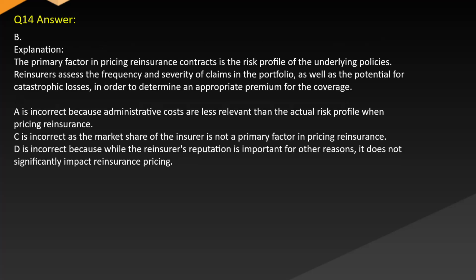Answer. B. Explanation. The primary factor in pricing reinsurance contracts is the risk profile of the underlying policies. Reinsurers assess the frequency and severity of claims in the portfolio, as well as the potential for catastrophic losses in order to determine an appropriate premium for the coverage. A is incorrect because administrative costs are less relevant than the actual risk profile when pricing reinsurance. C is incorrect as the market or the insurer is not a primary factor in pricing reinsurance. D is incorrect because while the reinsurer's reputation is important for other reasons, it does not significantly impact reinsurance pricing.